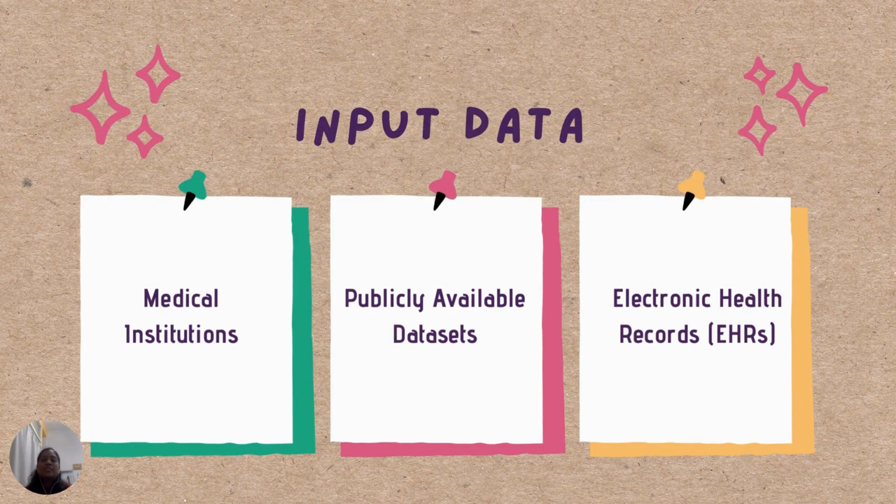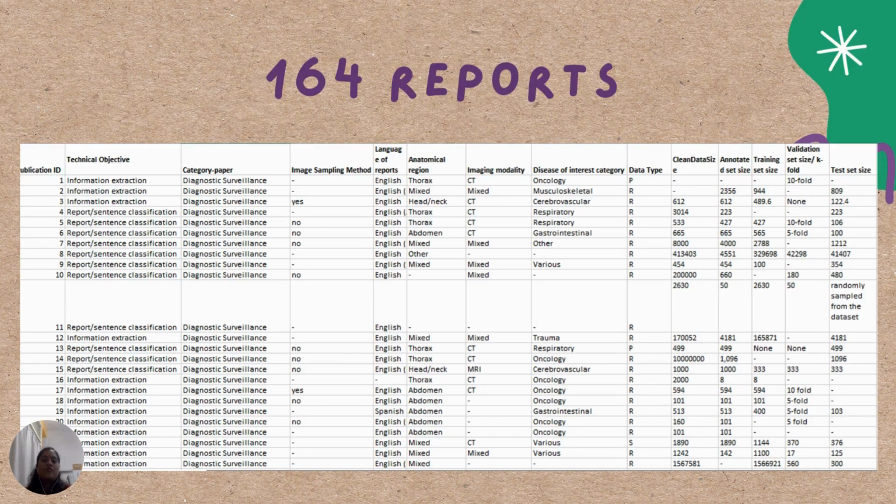And the input data for these studies reviewed generally comes from a variety of sources. For medical institutions, the majority of the studies source data from a single medical institution, leading to potential issues with model generalizability due to overfitting. And we have publicly available data sets like Radcore and Stride. So these data sets are often used due to their accessibility and comprehensive nature. And the last one is electronic health records, which includes clinical notes and pathology reports. 164 reports have been used as the input data in this research.